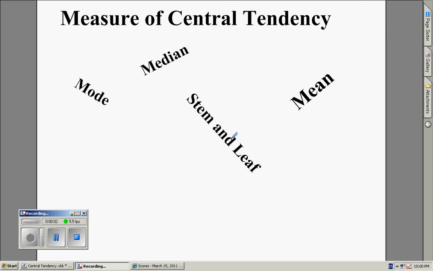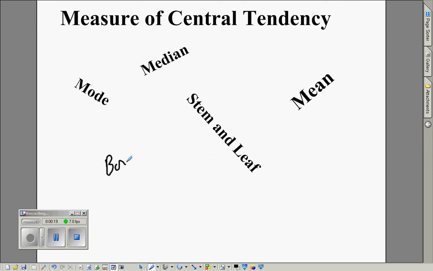Now, for something completely different. Measure of central tendency. That's our topic for today. Notice the words mode, median, mean, stem and leaf. There's another one I think is called box and whiskers. And all of this falls under the heading of statistics.